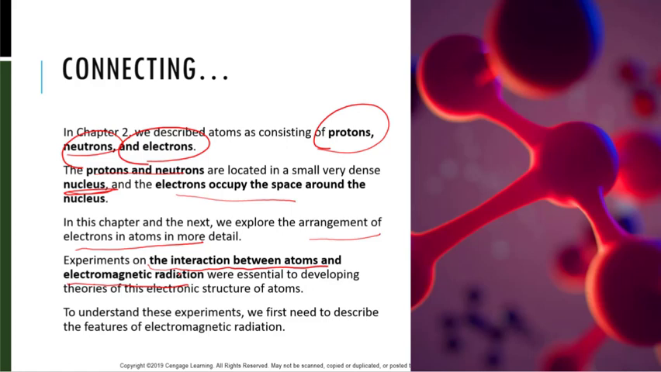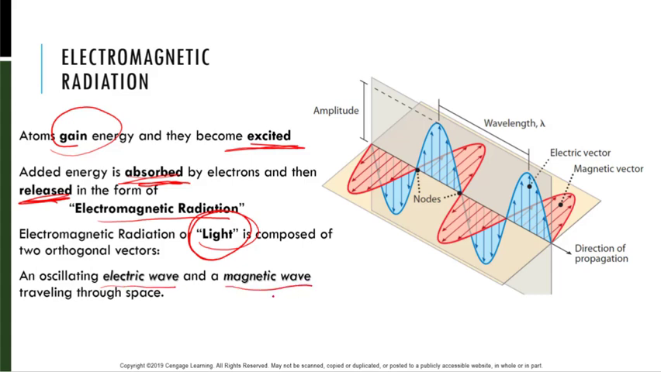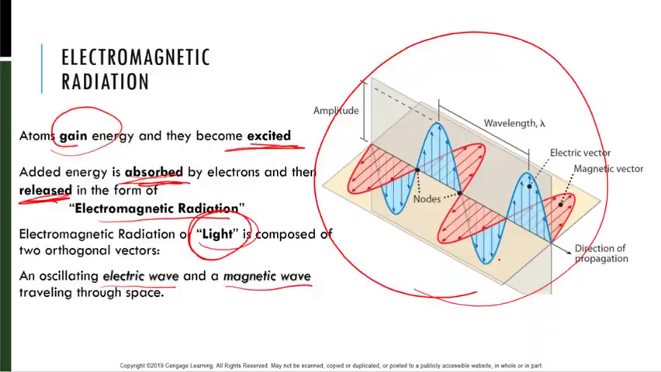And to understand these experiments, we first need to describe the features of electromagnetic radiation. When atoms gain energy, they become excited. Added energy is absorbed by electrons and then released in the form of electromagnetic radiation. Electromagnetic radiation, or light, is composed of two orthogonal vectors, an oscillating electric wave and a magnetic wave traveling through space, like this picture shows.